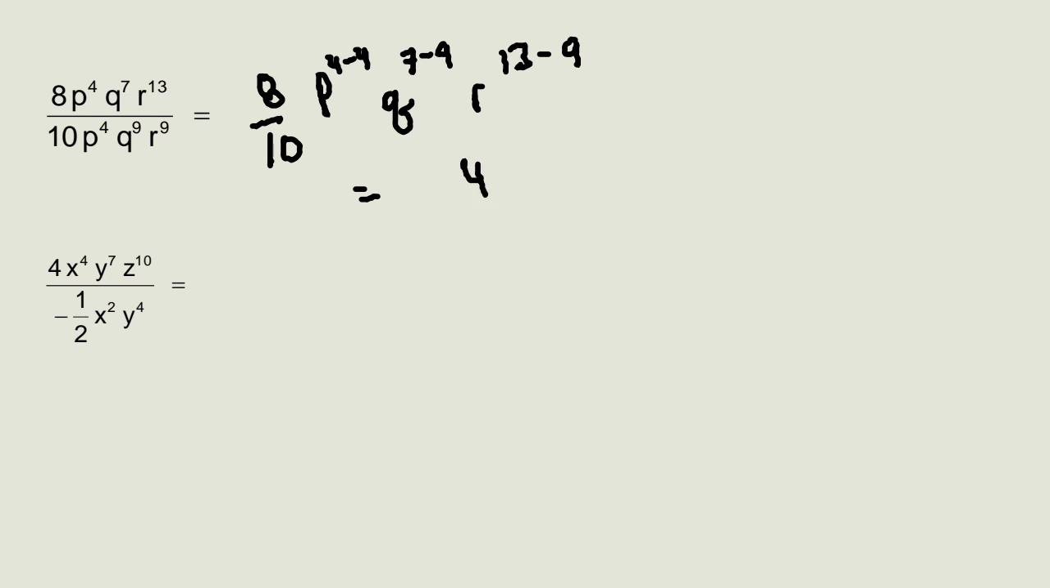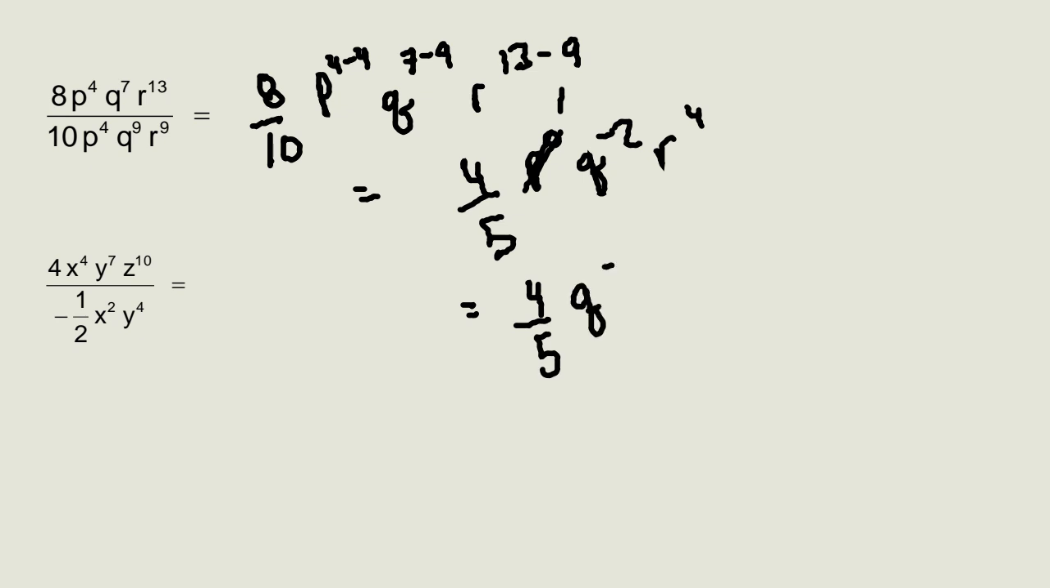So we get 4 over 5, p to the power of 0, q to the power of negative 2, and r to the power of 4. So that p to the 0 becomes a 1. I'm just going to cross it out. You could write it as a 1, but again, why write a 1? It's not really going to change anything. It just adds more numbers to the mix that we don't need. So we get our final answer, 4 over 5, q to the negative 2, r to the power of 4.